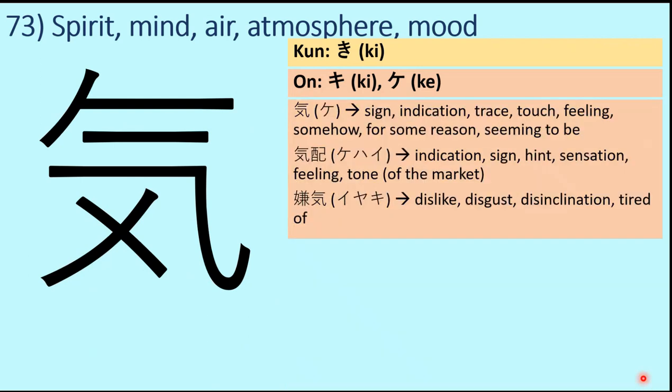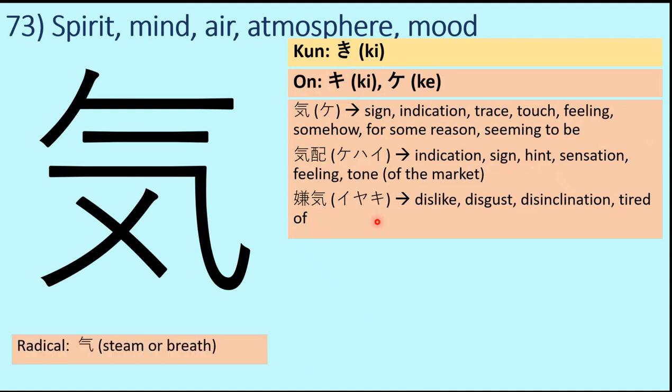Now we have a few On'yomi meanings. Ke means sign, indication, trace, touch, feeling, somehow, for some reason or seeming to be. Then we have kehai. Kehai means indication, sign, hint, sensation, feeling, and tone of the market. We have iyaki. Iyaki means dislike, disgust, disinclination and tired of something. So this is the negative sense of the meaning of this kanji.